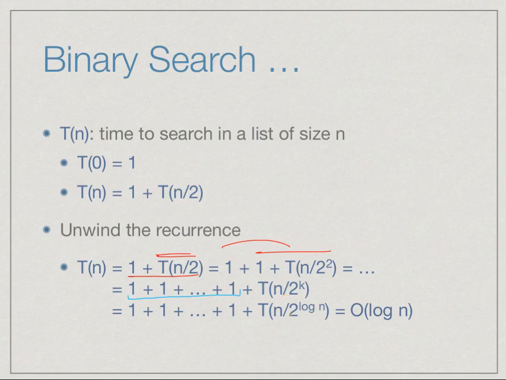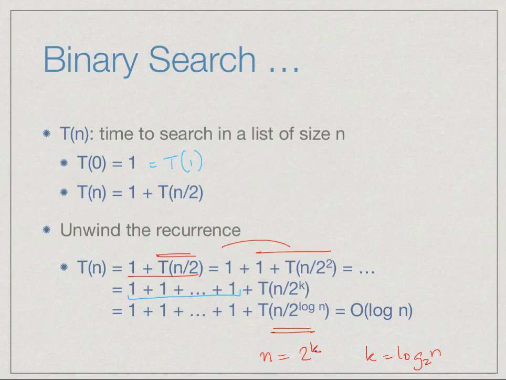Now, when do we stop? Right? We stop when we actually get t of 0, or we can also say that for t of 1 it takes one step, just if we want to be careful. So when this expression becomes 1, so when n is equal to 2 to the k. So when is n equal to 2 to the k? This is precisely the definition of log. Right? How many times do I have to multiply 2 by itself in order to get n?